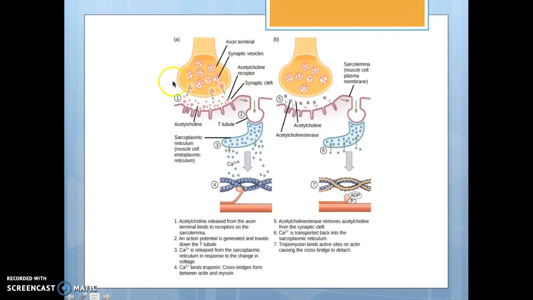So again, this is the other diagram I showed you. The action potential goes down the T-tubule, releasing the calcium from the sarcoplasmic reticulum. The calcium comes in and will attach to the troponin, unwinding it and exposing the binding sites.